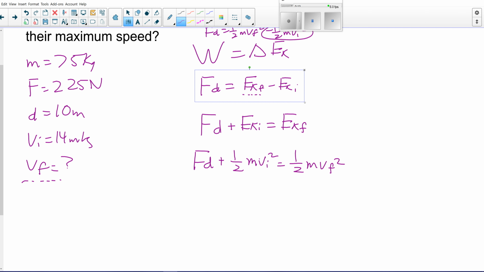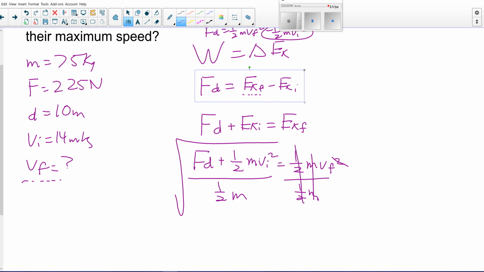So what do I have to do with the half and the m to get vf by itself? Divide it over to the other side. So that solves for vf squared. I just want vf. So what do I need to do with this whole thing? Square root it. Now I'm solving for vf. That's about as tricky as the algebra will ever get for a work energy theorem question. You didn't have 0 for your initial, so you actually had to do some adding and subtracting as well.